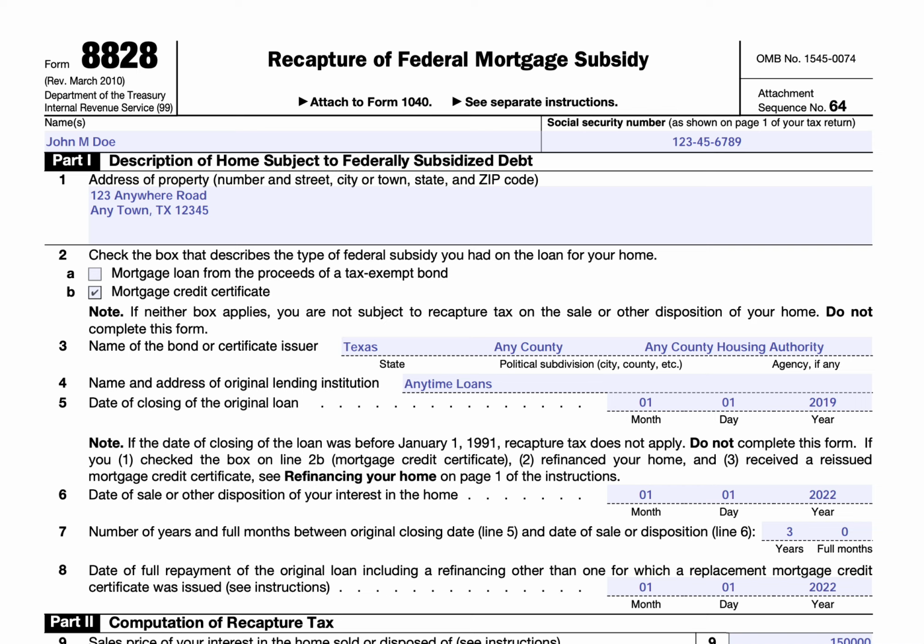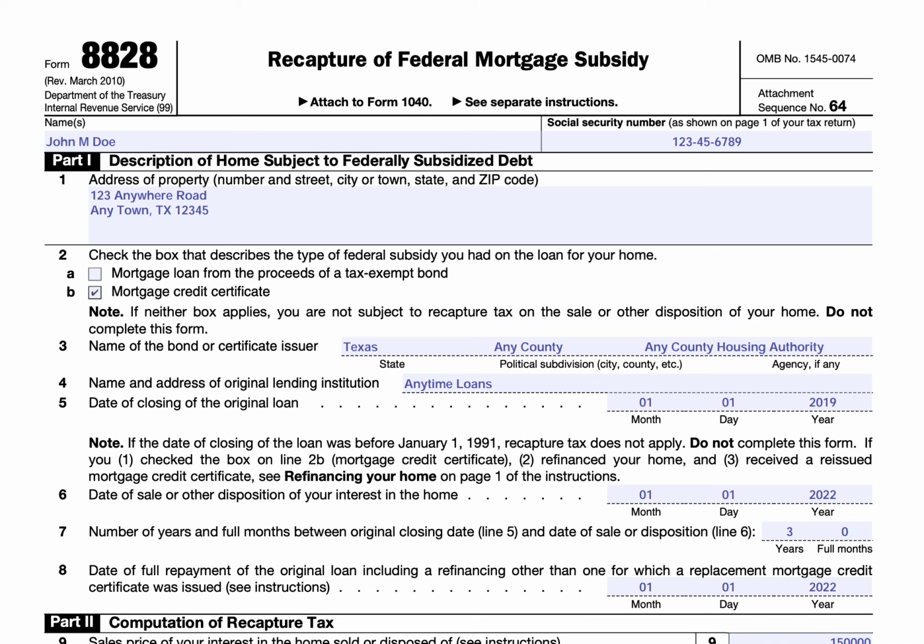Either you obtain a mortgage loan with lower than market rate interest because it's subsidized by a tax-exempt qualified mortgage bond, or you were able to participate in a mortgage credit certificate program, which allowed you to claim the mortgage interest credit on your tax return. So if neither one of those apply to you, then you don't need to recapture any tax on the sale or disposition of your home, and you don't need to complete this form.